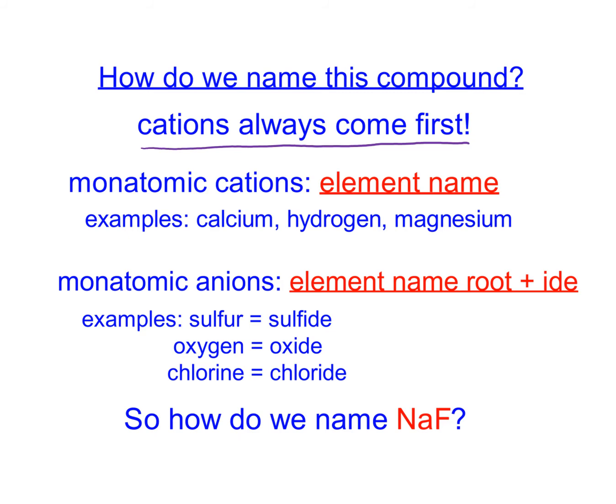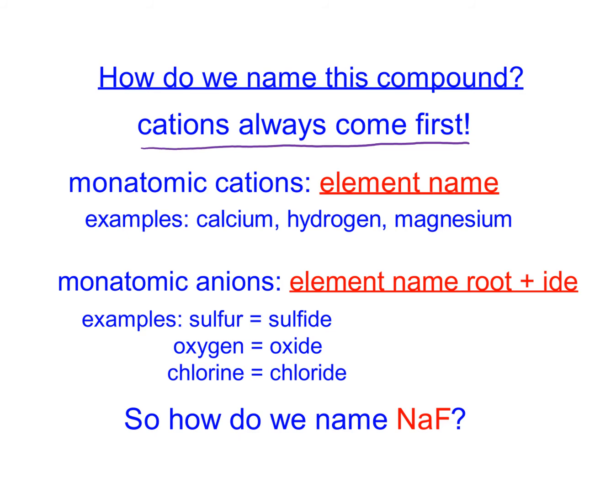And this part's really easy. For the cation, all you're going to do is simply write the element name as it appears on the periodic table. So some examples that are here in the video are calcium, hydrogen, magnesium, potassium, beryllium, anything like that. You're going to write just the name as it appears on the periodic table.